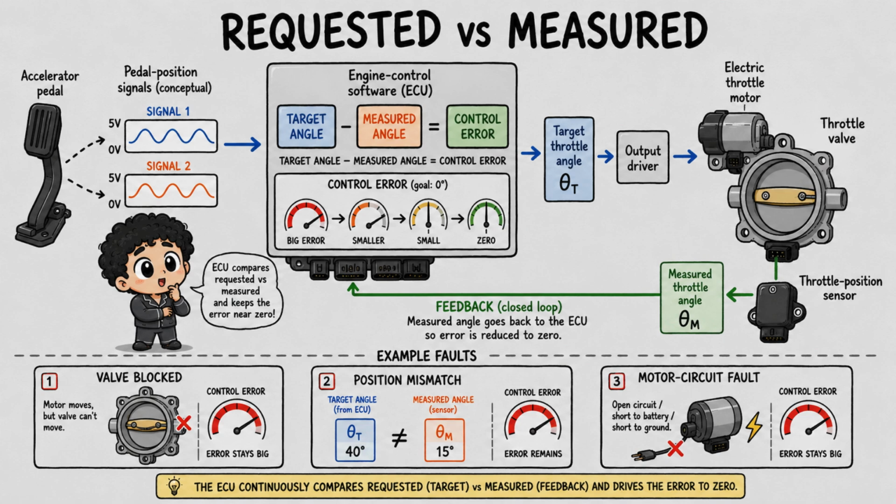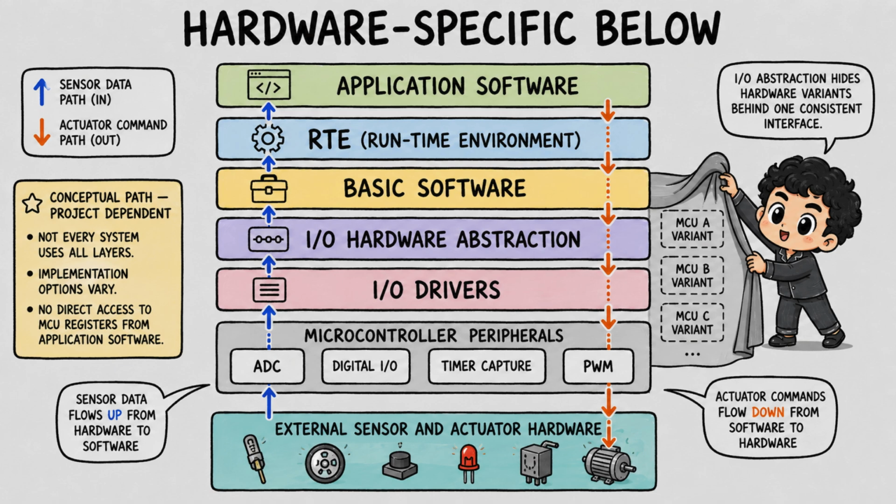Notice that the position sensor and electric motor are not interchangeable. The sensor reports where the throttle is. The motor supplies movement. The controller decides what movement should be requested. The output driver supplies controlled electrical power. Feedback closes the loop. AUTOSAR later adds software structure to these hardware paths.